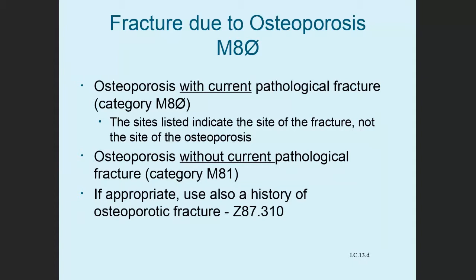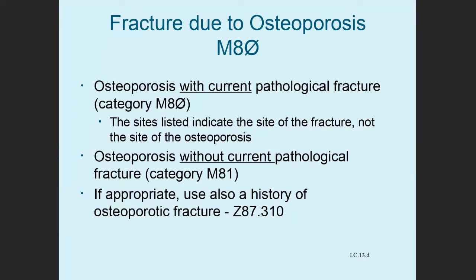So fractures due to osteoporosis, that's M80. If the patient has osteoporosis and there's a current pathological fracture at this time, you're going to use a code from M80. If there's no fracture at this time, you're going to use M81. So it depends. Knowing the patient has osteoporosis is not enough. Is there a fracture right now or is there not a fracture right now? So it's M80 or M81.